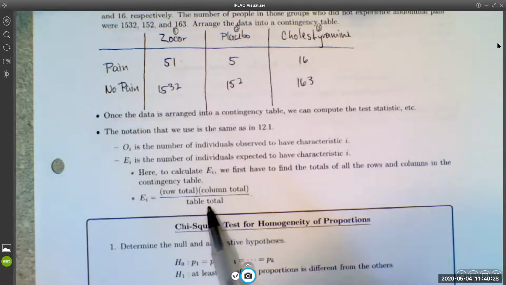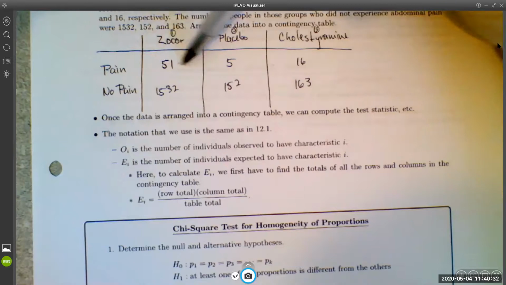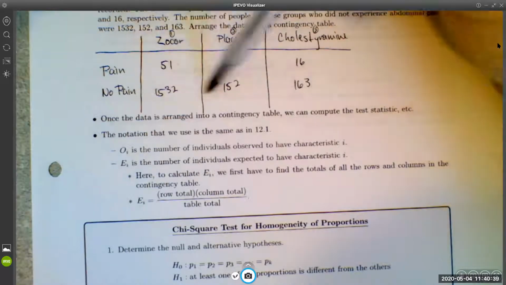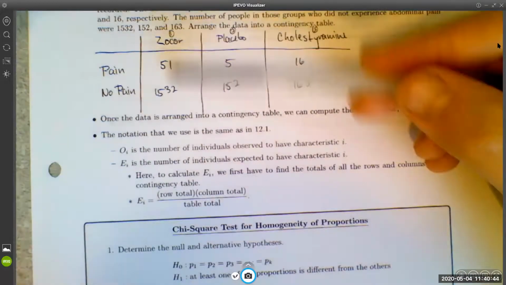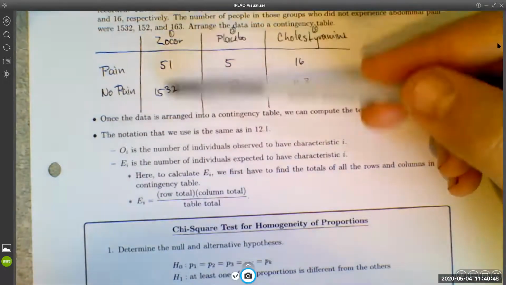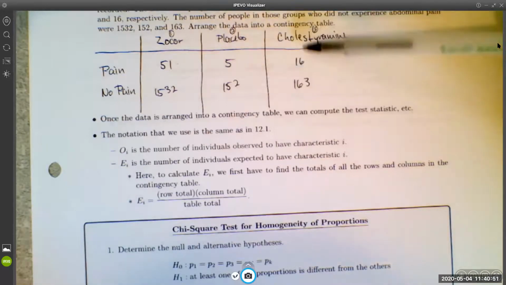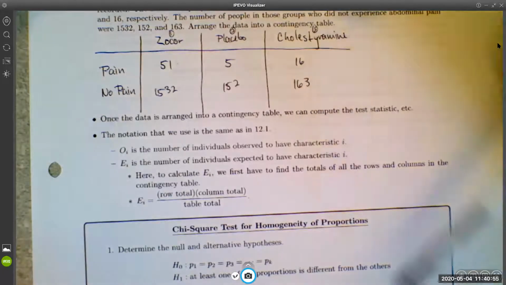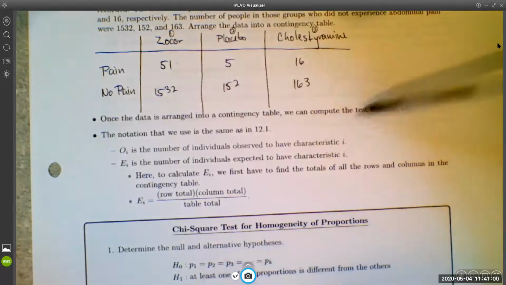What do I mean by that? Well, the row total is the total number of people who experience pain. That would be the top row total. The bottom row total would be the total number of people who did not experience pain. And then the column totals are these vertical totals. So it's the total number of people in the Zocor group, total number of people in the placebo group, total number of people in the cholestyramine group. And then the table total is you just add up all of the numbers in the table.